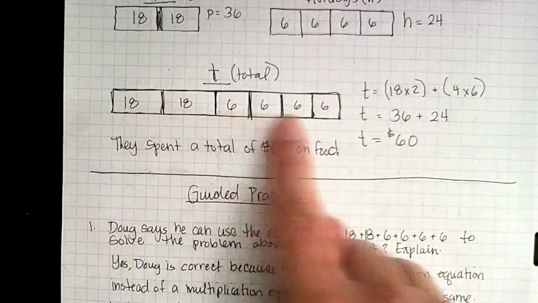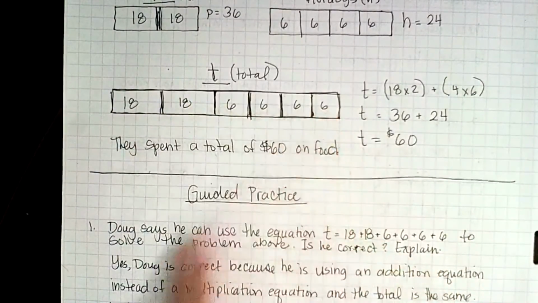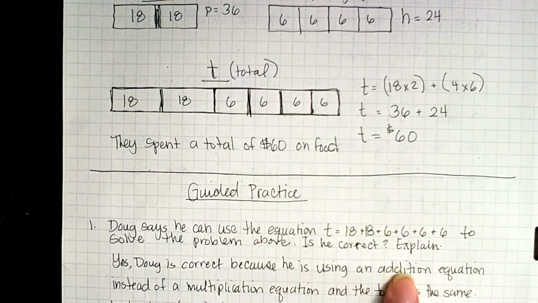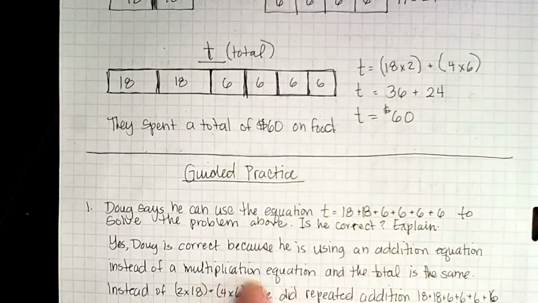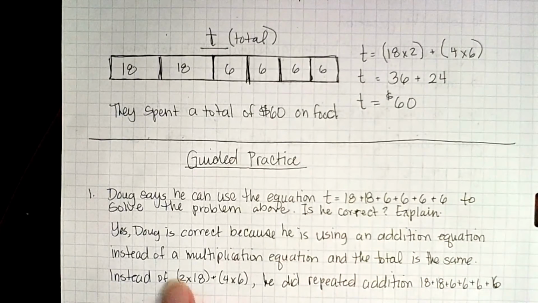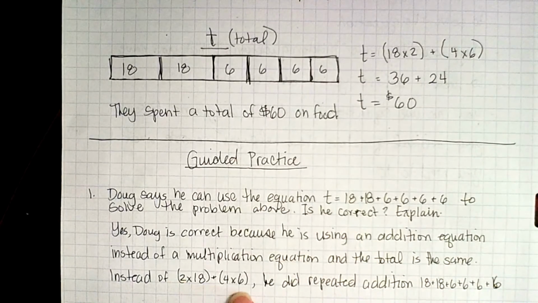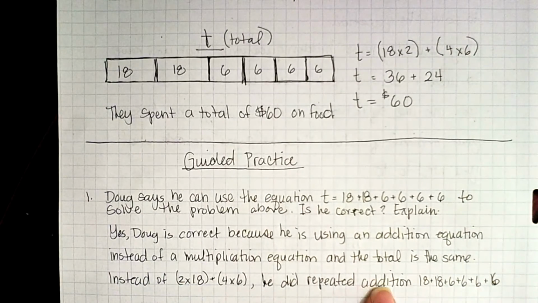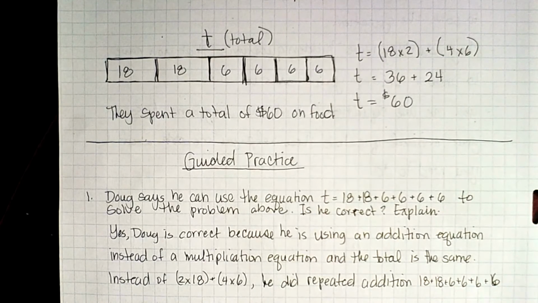Now we know that these are the numbers that we're working with. So yes, Doug is correct because he's using an addition equation instead of a multiplication equation, and the total is the same. So instead of doing 2 times 18 plus 4 times 6, he used repeated addition where he did 18 plus 18 plus 6 plus 6 plus 6 plus 6.